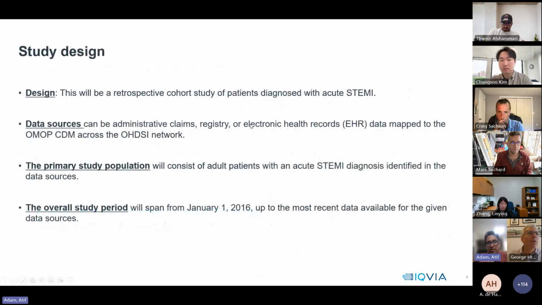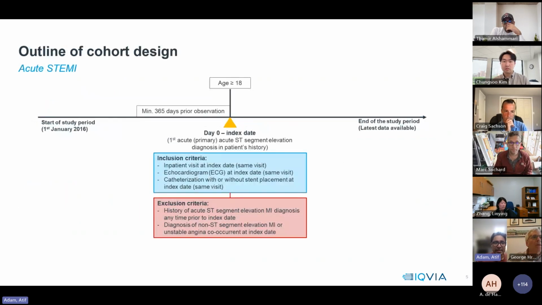Next screen, yeah. The design, again, is straightforward. It's a retrospective study that looks at claims, registries and EHR data sets. It's an adult population who had an acute STEMI diagnosis or definition based on the phenotype package that we have. The study spans from 2016 onwards. The design itself is pretty straightforward. It's anyone who's been seen in a hospital or an ED with that event and having an ECG at the time of the event, or a specific procedure code.